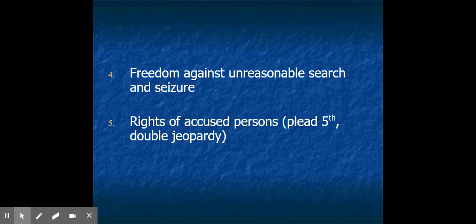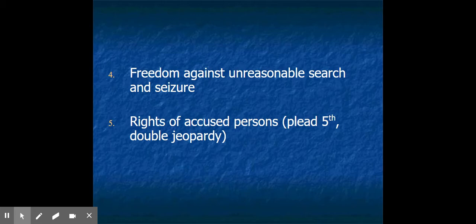Amendment number 5, the rights of the accused persons. It protects you from things like double jeopardy. If you've been found innocent of a crime, you cannot be charged for that crime again. It also protects you from self-incrimination.